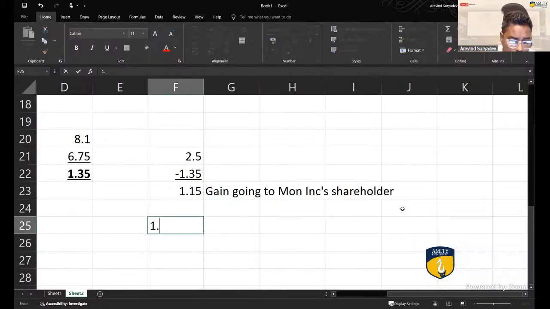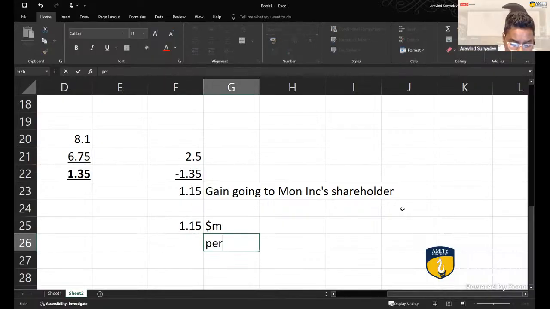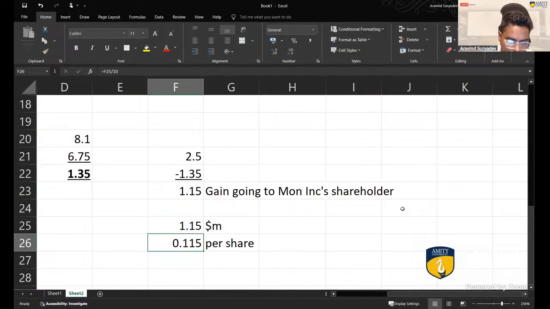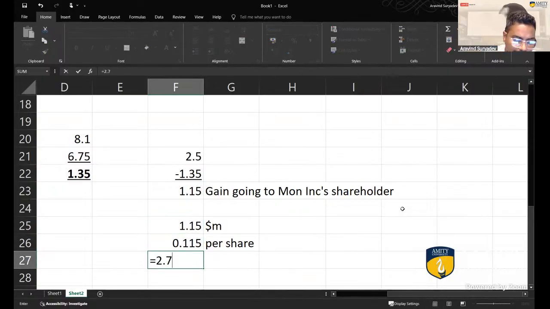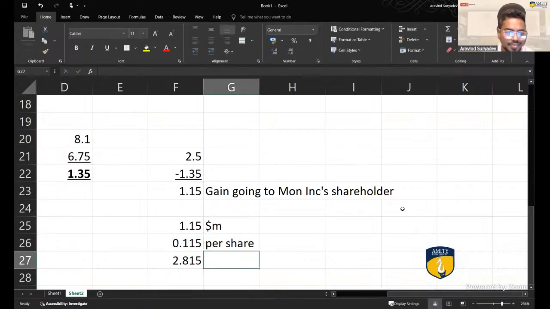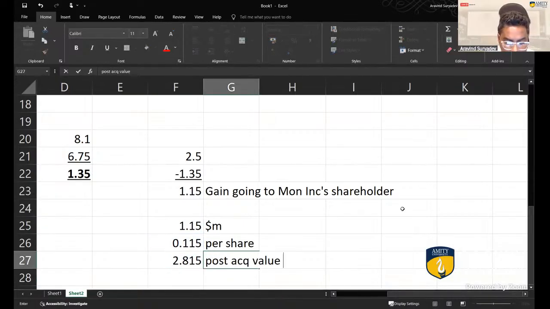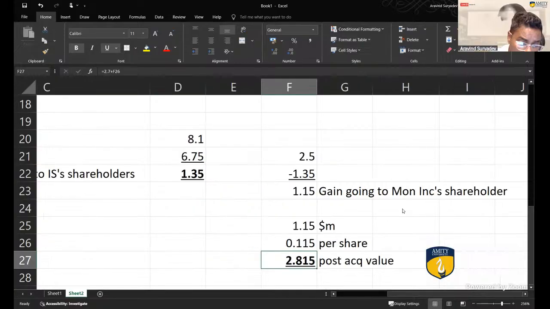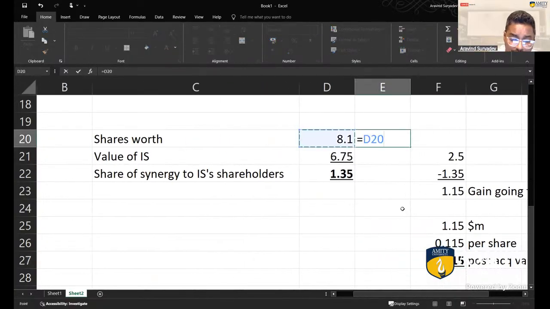Why do I say that? 1.15 million dollars is the gain. Per share, what is the gain then? It's simply divided by 10 million shares, because that's what Mon Incorporated has. These are the existing 10 million shares, as this gain goes to the existing shareholders of Mon. So pre-acquisition, it's 10 million shares. This is the gain going to each share that has a value of $2.7, which means we arrive at the same post-acquisition value of $2.815 per share. Now, if we know that, we can figure out how many shares need to be issued.